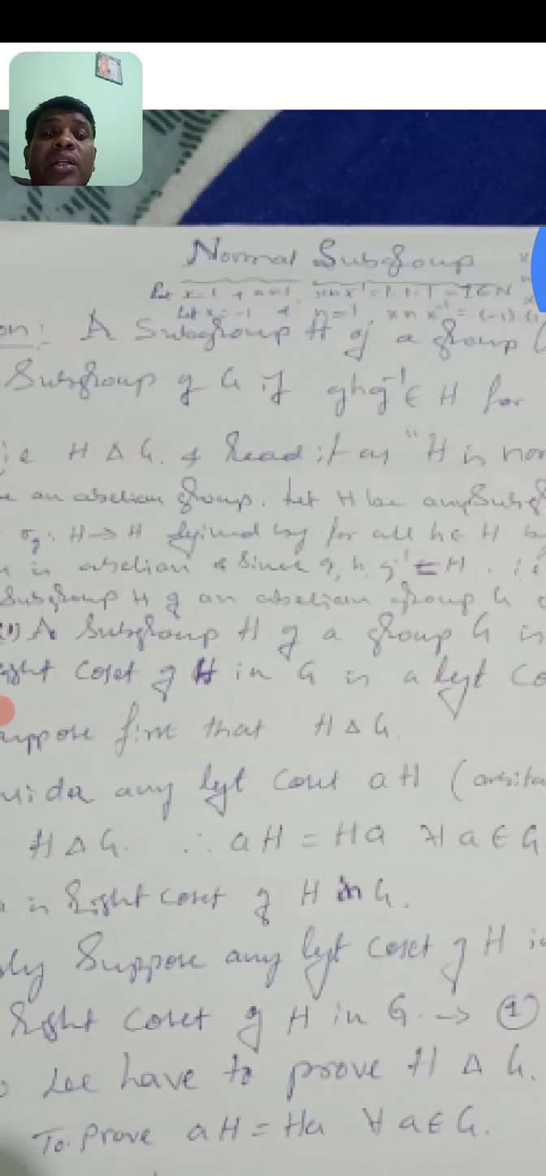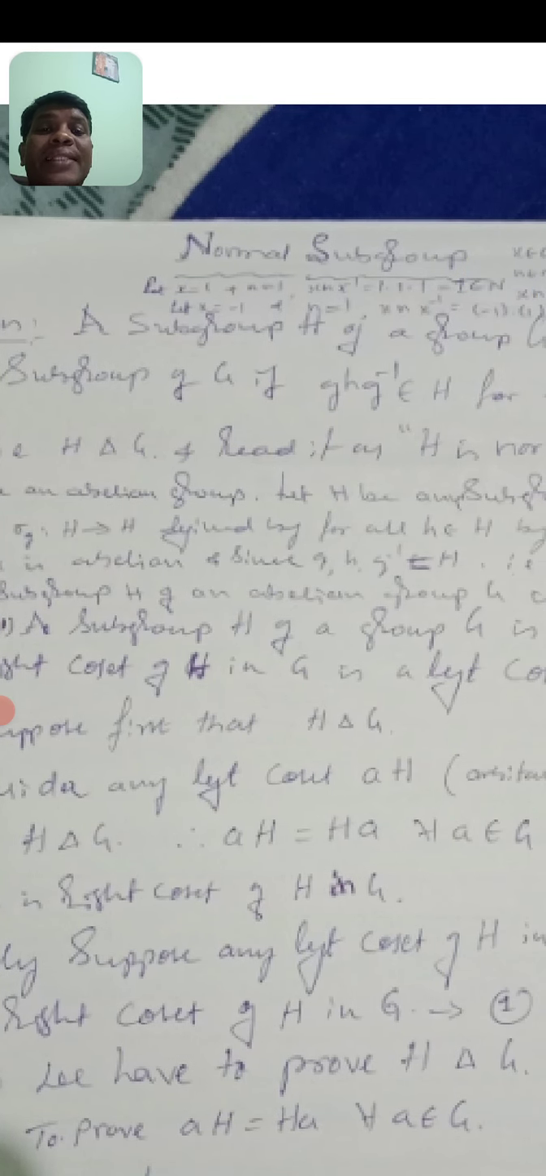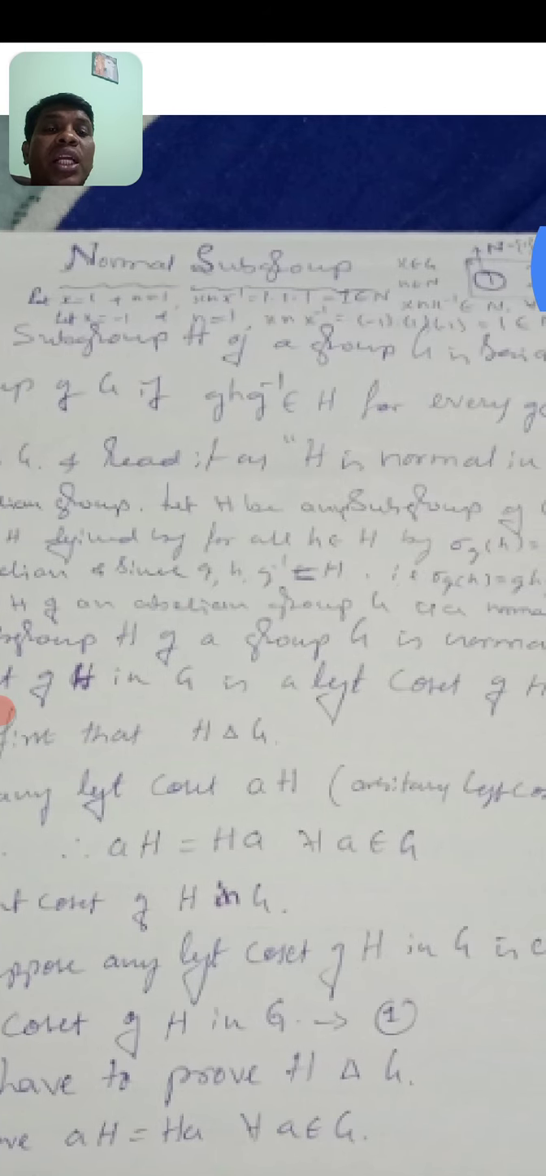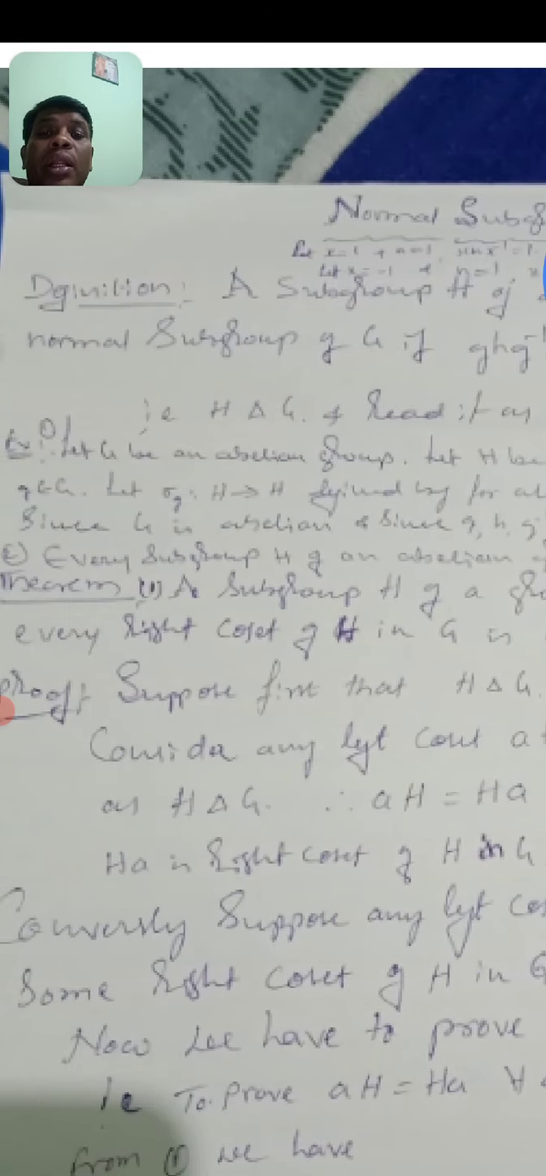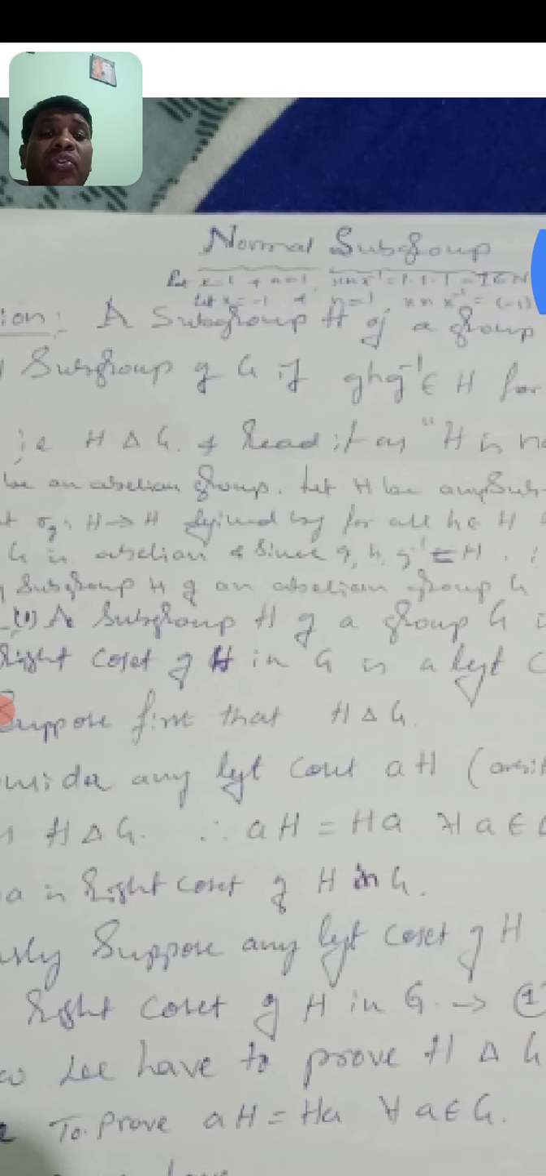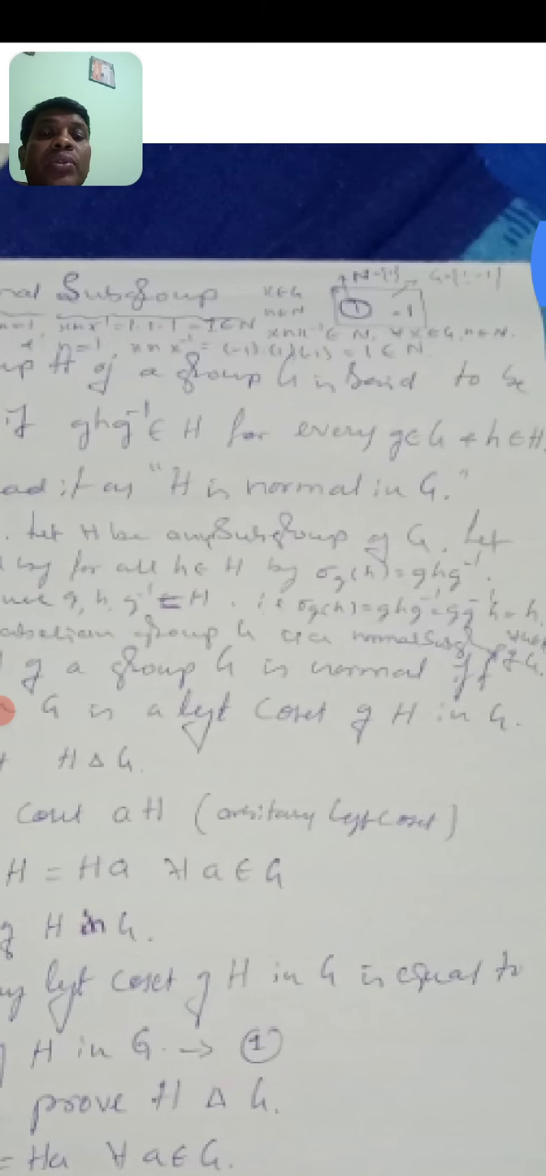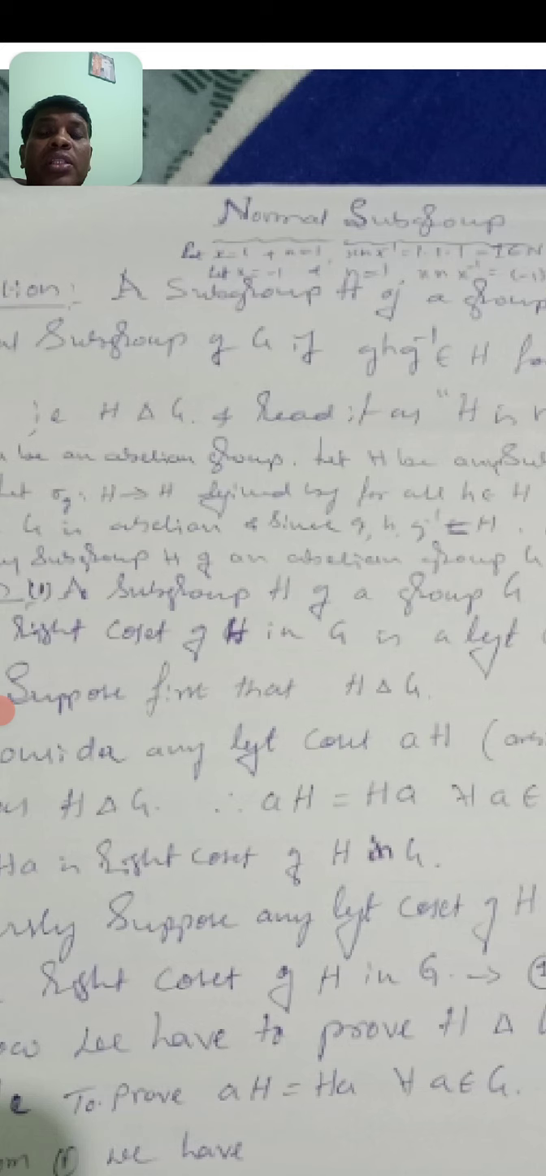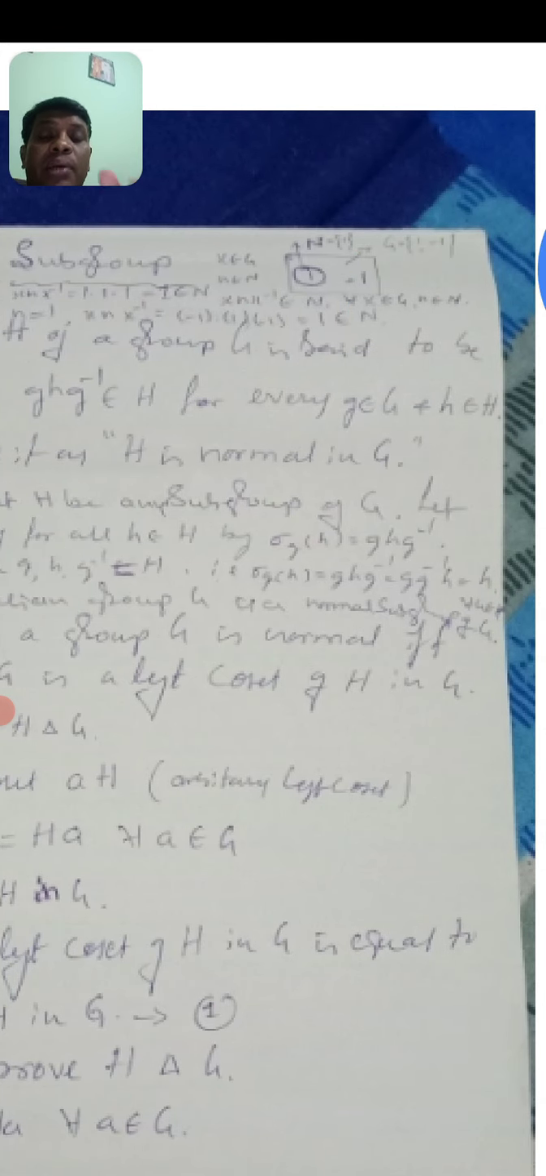Mathematically it can be defined as: a subgroup H of a group G is said to be a normal subgroup of G if g h g inverse belongs to H, for every g belongs to G and h belongs to H, where capital H is a subgroup of G. That is, H is normal in G, and read it as H is normal in G. This is the mathematical definition of a normal subgroup.